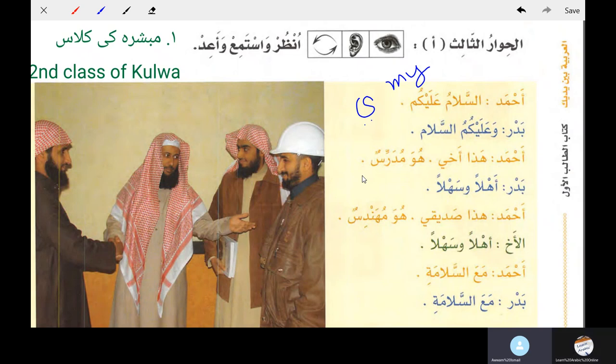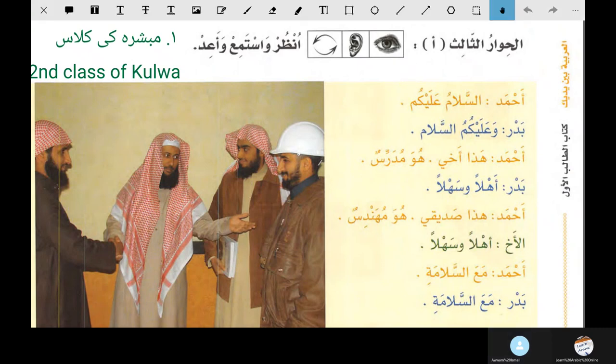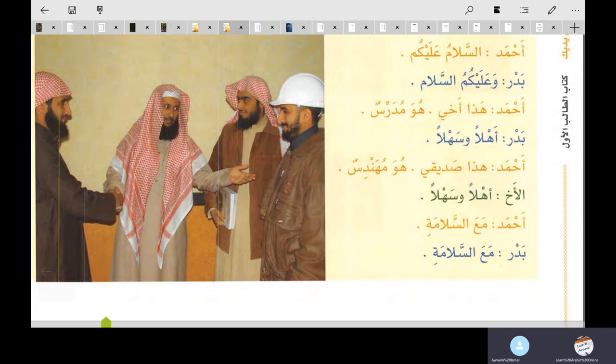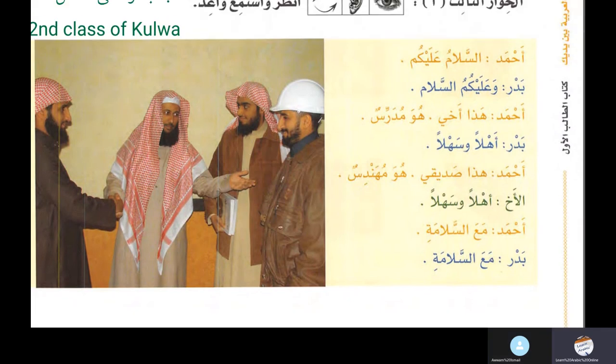Badr: Ahlan wa sahlan. Ahmad: Haza sadiqi. Huwa muhandis. This is my friend, sadiqi, my friend. Huwa muhandis, he is an engineer. Al-Akh, the brother. Muhandis means engineer? Yes. Ahlan wa sahlan, welcome. Ahmad: Ma'as salama, goodbye. Badr: Ma'as salama, goodbye.